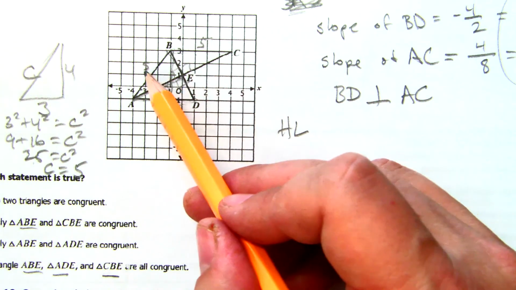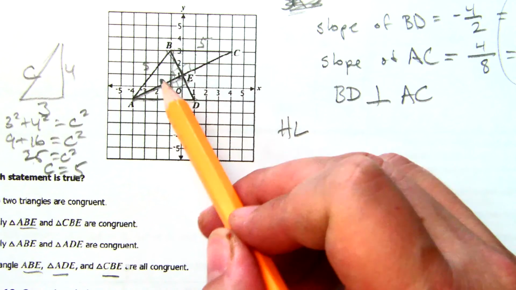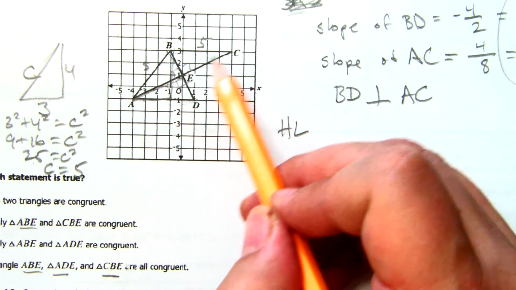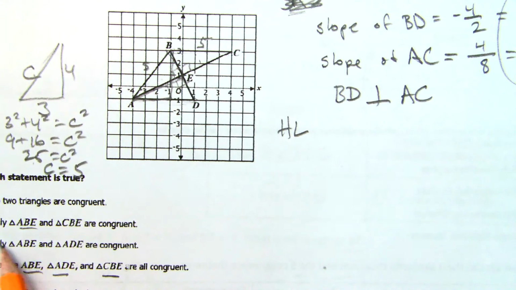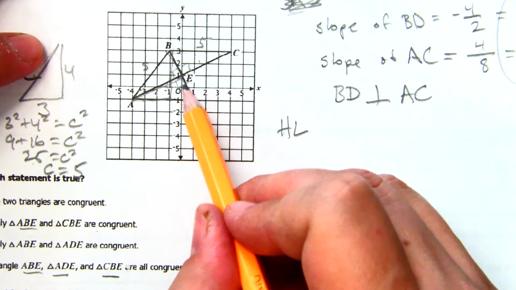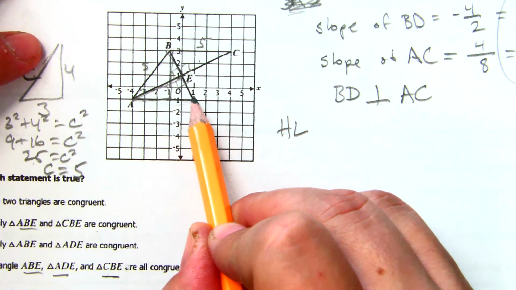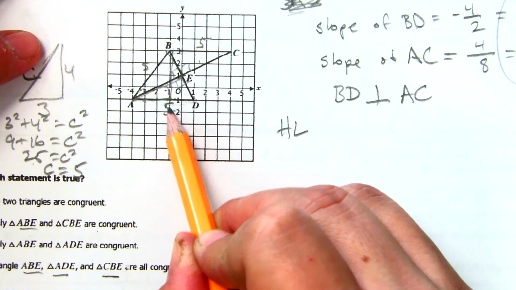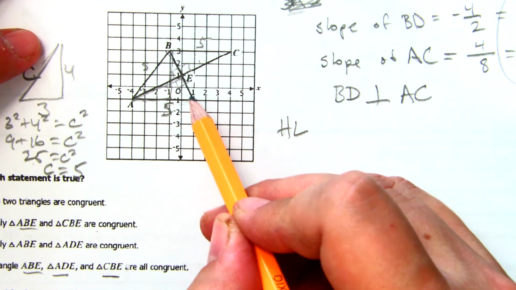So I've got my hypotenuse, I've got my leg is BE, so I already have that ABE and CBE are congruent. So I've got ABE and CBE, so it's either B or C, and now D looks like it's the same. Let's just check. Well, the hypotenuse is 1, 2, 3, 4, 5. Okay, so the hypotenuse is 5. We just need the length of DE.